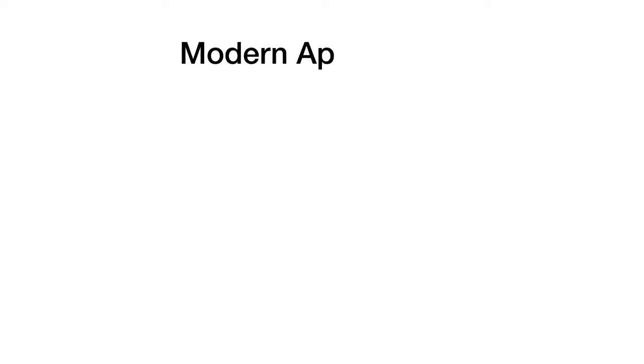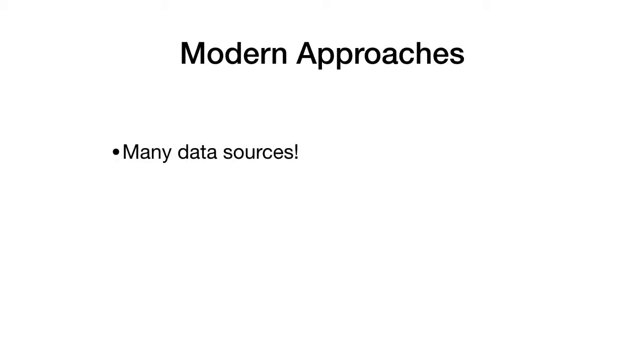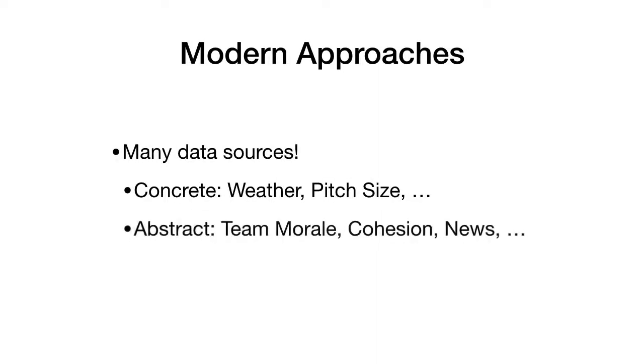the task at hand. In contrast, modern approaches to this task would look at a far wider range of inputs, considering concrete factors like weather and pitch size, while also incorporating more abstract quantities like team morale, cohesion, and press speculation. One would also likely have access to data about individual players, allowing for an analysis of the game on macro, meso, and microscopic levels. This sort of hierarchical structure is increasingly common in modern statistical models and requires thoroughly different approaches.